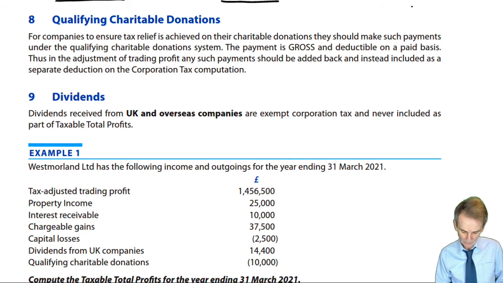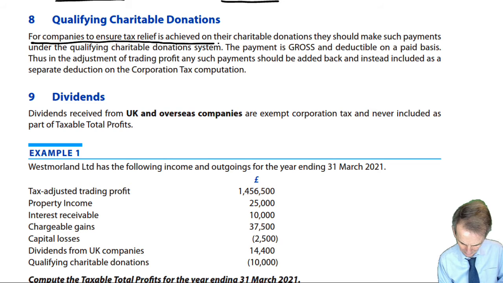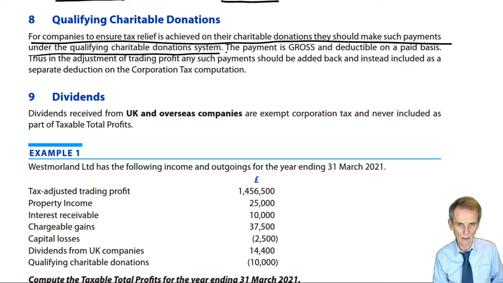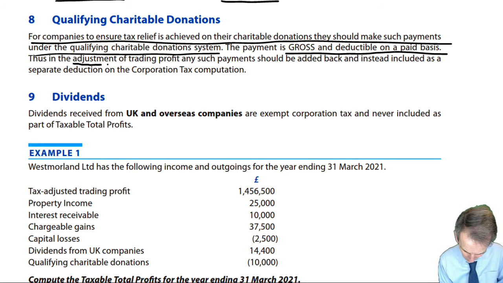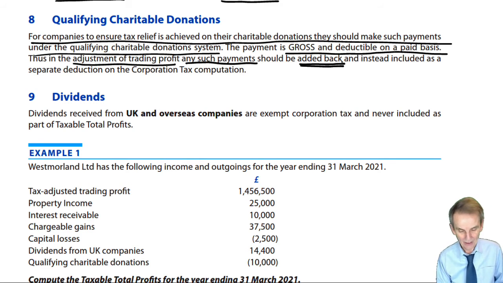Last couple of areas, qualifying charitable donations. For companies to ensure tax relief is achieved on their charitable donations, they should make such payments under the qualifying charitable donation system. You will be told that it is a qualifying charitable donation. That payment is gross and deductible on a paid basis. So in the adjustment of trading profit, any such payments should be added back.